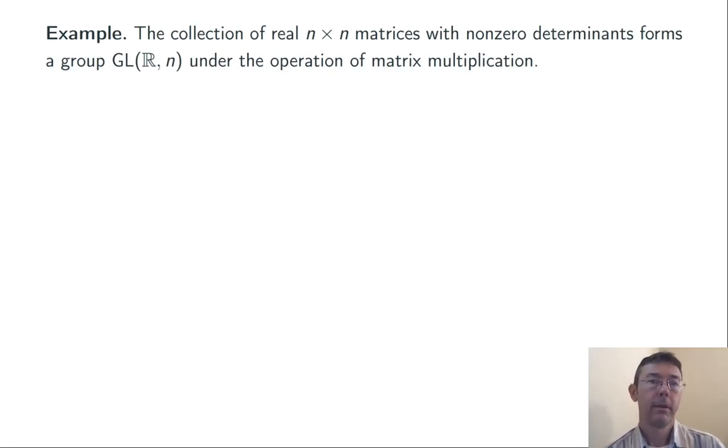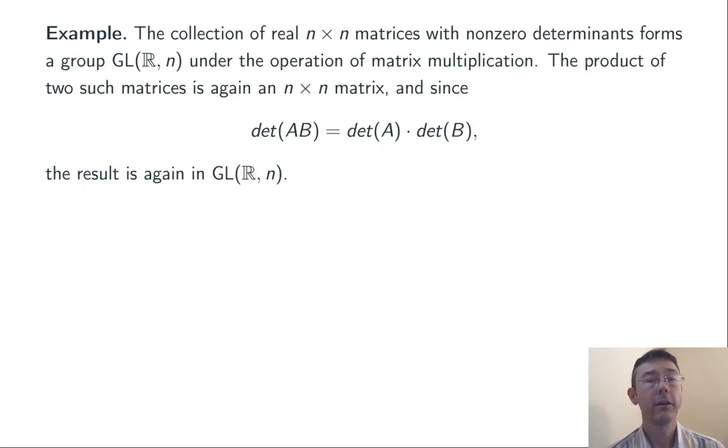Here's another example. The collection of all real n by n matrices with non-zero determinants is going to be a group, usually called GL_n(R), under the operation of matrix multiplication. By the way, the GL stands for general linear group. So the product of any two n by n matrices is another n by n matrix, and if each of the individual matrices is invertible, so is the product. One way to see that is that the determinant is multiplicative. The determinant of AB is the determinant of A times the determinant of B, where A and B are both n by n matrices. So if both A and B have non-zero determinants, so does their product.